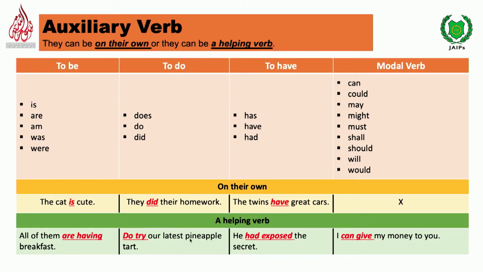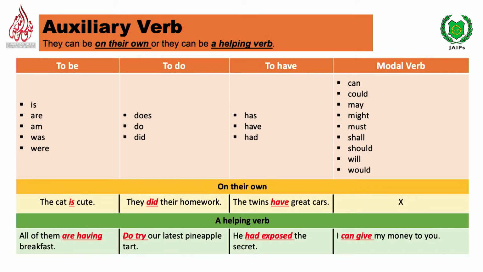Number 2, we are going to drop "do". Try our latest pineapple tart. So you still get the idea that I want you to try the latest pineapple tart that I made, something like that. Number 3, we are going to drop "had". He exposed the secret. So you know that this person has exposed the secret. The idea is still there. I can give my money to you. We are going to drop "can". I give my money to you. It still makes sense.